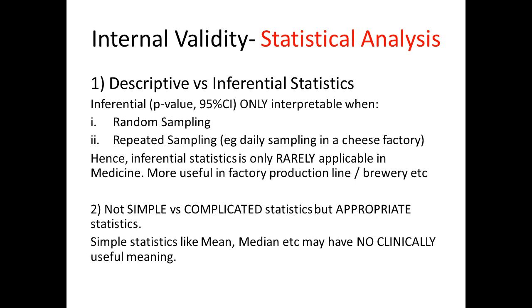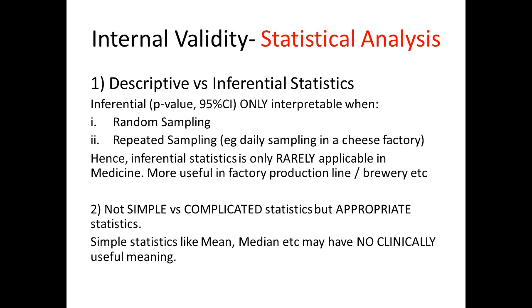A note on statistical analysis. We are still on internal validity here. Now, there are two kinds of statistics. One is the descriptive statistics and one is the inferential statistics. Now, inferential statistics is that p-value and 95% confidence interval that we see in almost every paper, right?